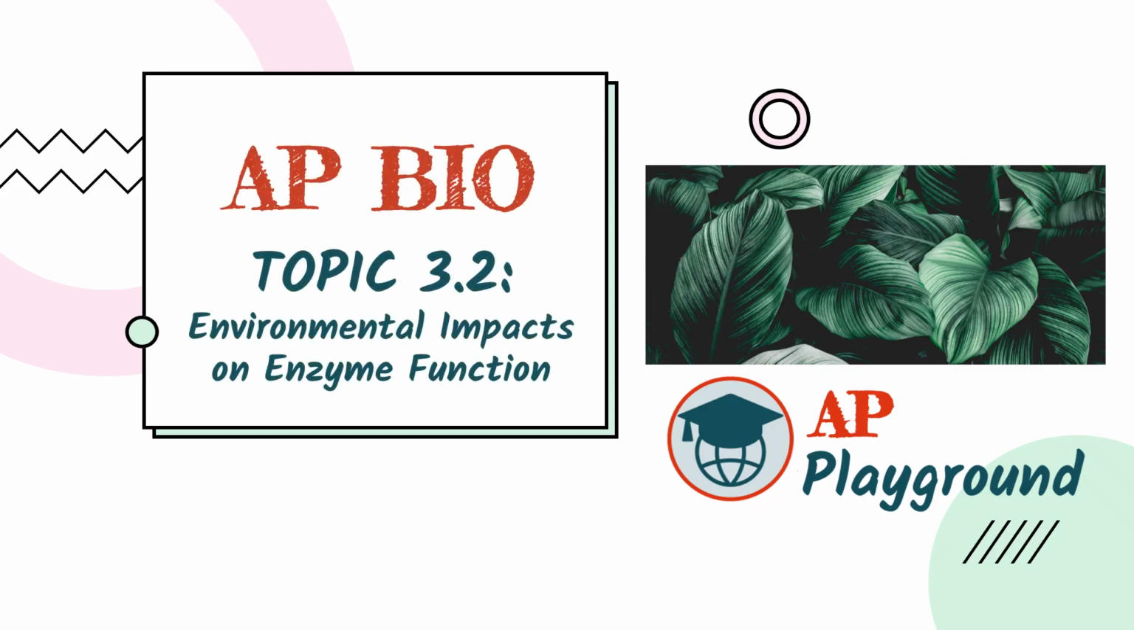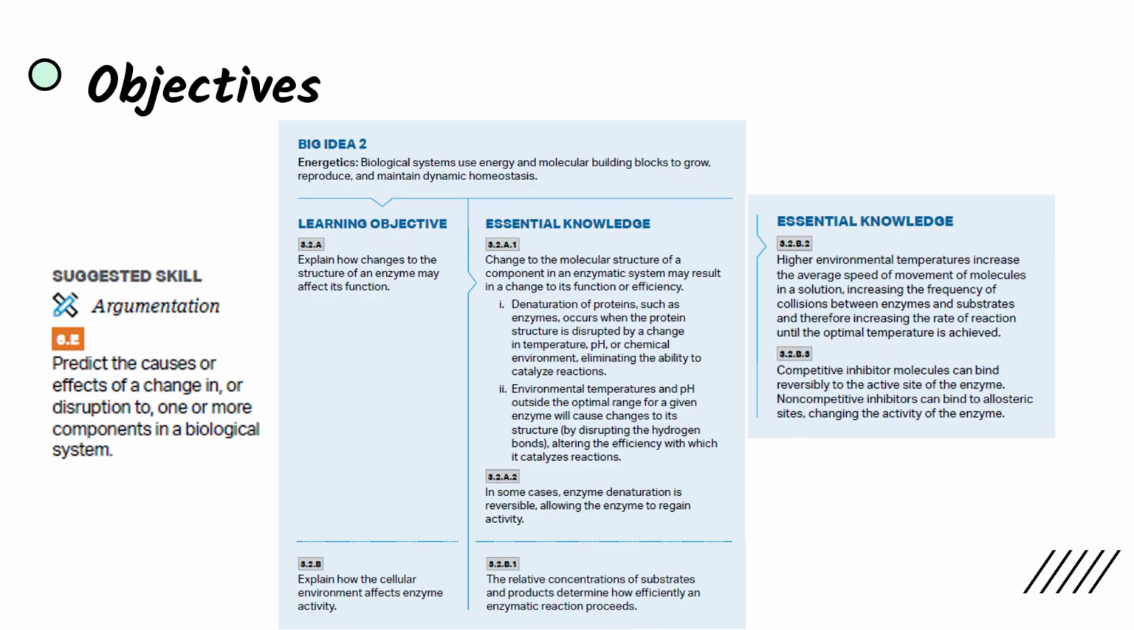Today we're covering topic 3.2, environmental impacts on enzyme function. Objectives today are to explain how changes to the structure of an enzyme may affect its function, and we'll be looking specifically at environmental changes, namely denaturation due to temperature or pH. We'll also be looking at competitive and non-competitive inhibition as a result of the environment.